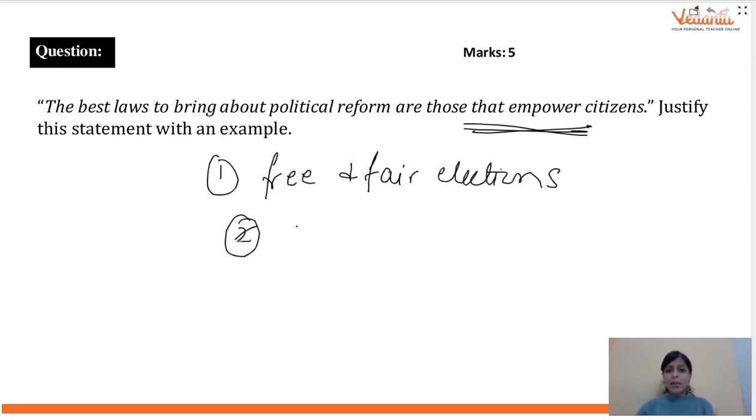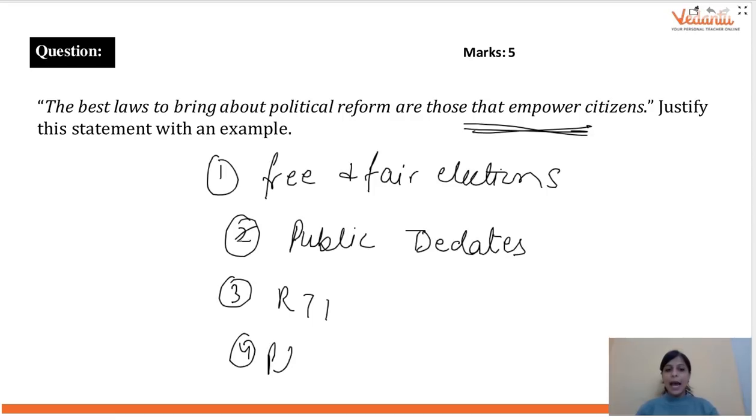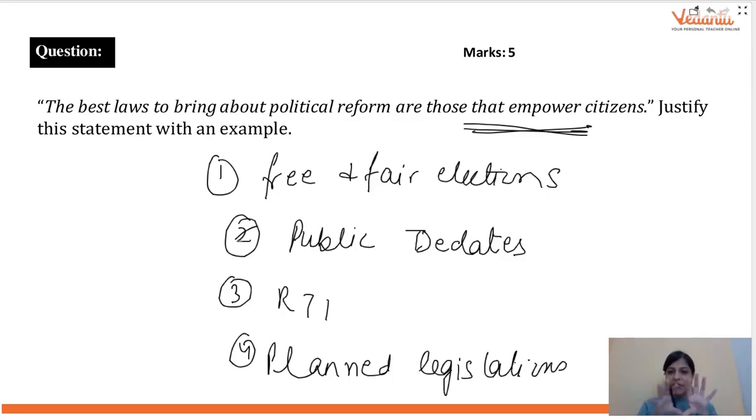Then there are regular public debates, because through those debates you can feel that yes, you are involved in the decision making. Then there is RTI. Then there are planned legislations. So in a democracy, decisions are taken in a very transparent manner. The citizens have a chance to examine the process. So that is how you basically empower the citizens.